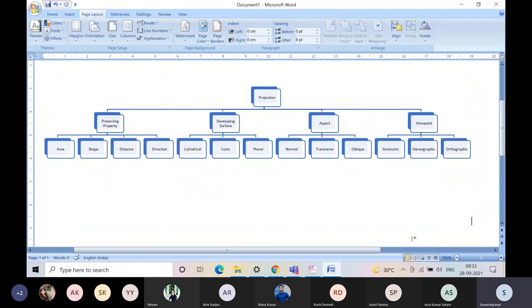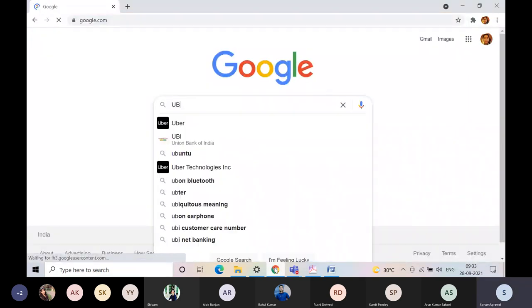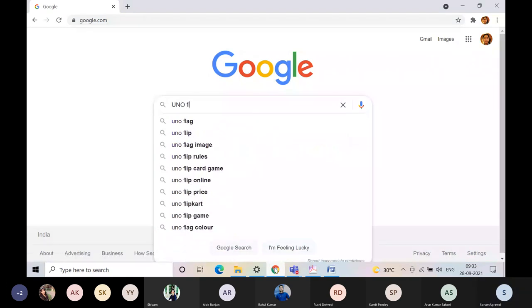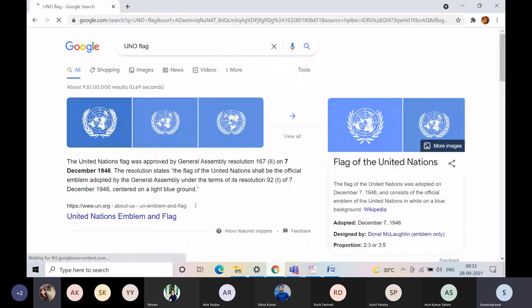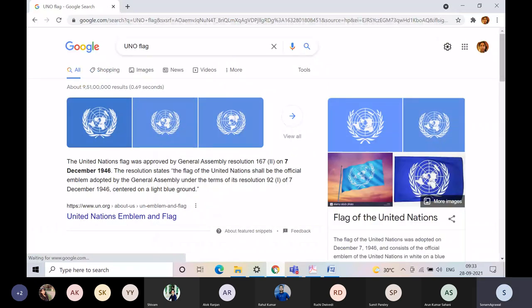Now, there is a question. Have you seen the flag of UNO? So this is the flag of the United Nations. Can you tell what is there in this particular logo? What is drawn on the map on the flag of the United Nations? Concentric circles, ma'am. Anything else? Planar projection, ma'am. Which projection? Planar projection. Okay.